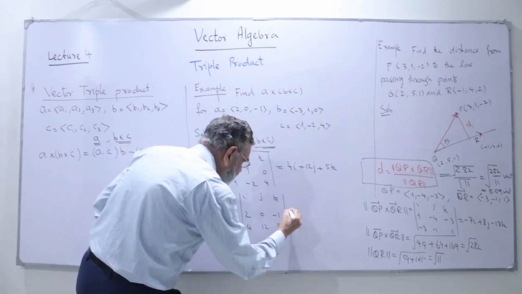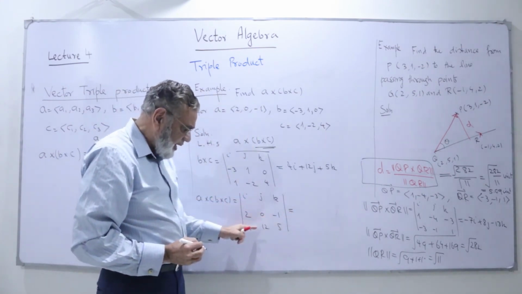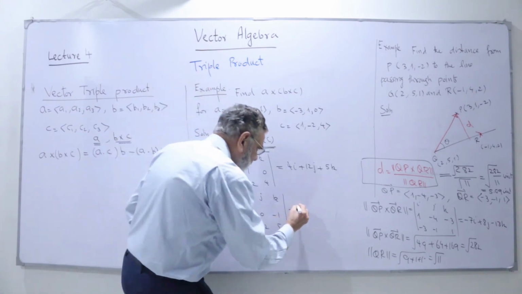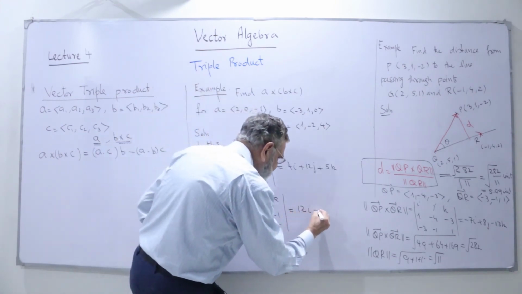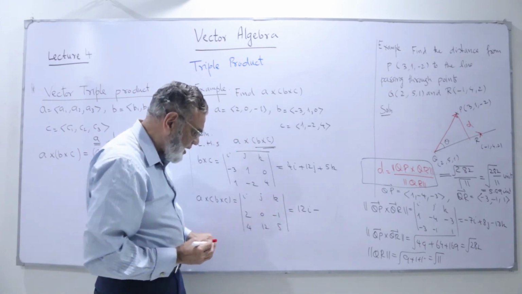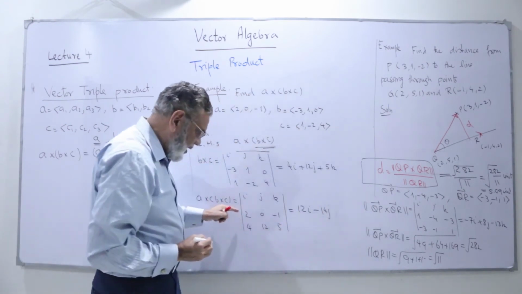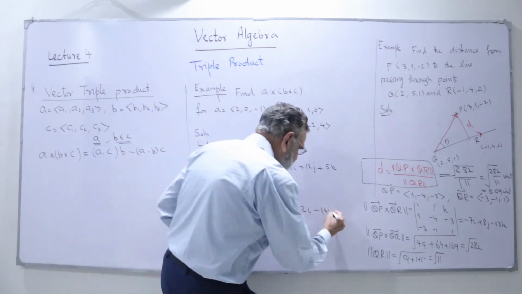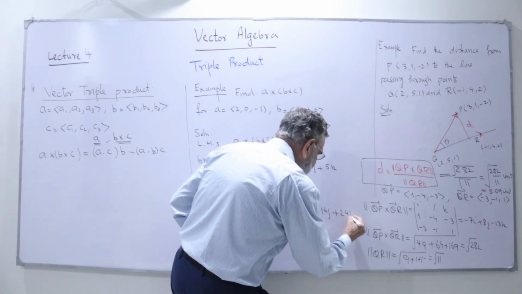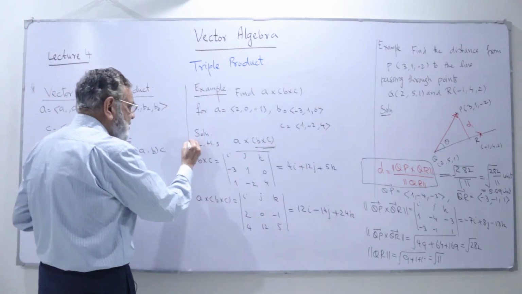Now I take the solution of this. Again I take the component of I, which will be 0, and for J minus becomes plus. I get 12I, then minus J, here is 10, plus 4 is minus 14J, then with K it is 24 minus 0, which is plus 24K. So this is my left hand side. Now I take my right hand side.